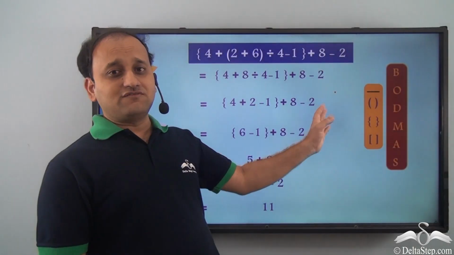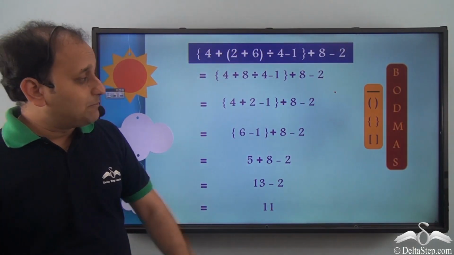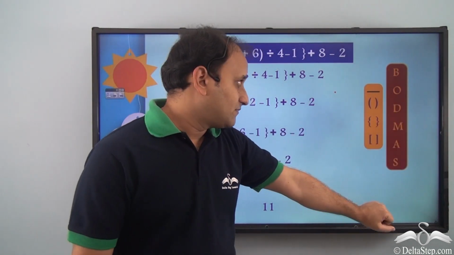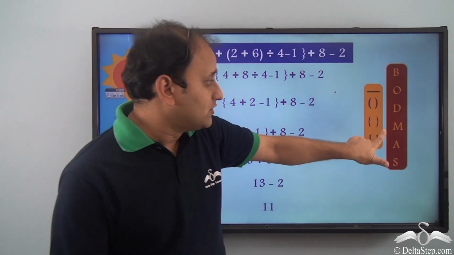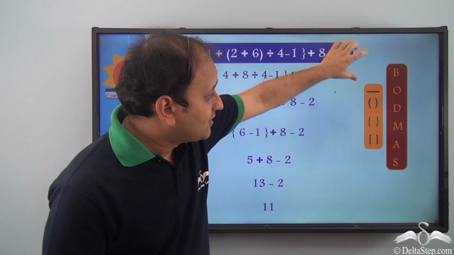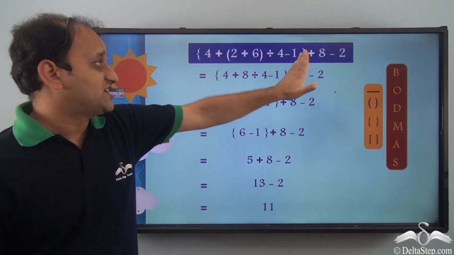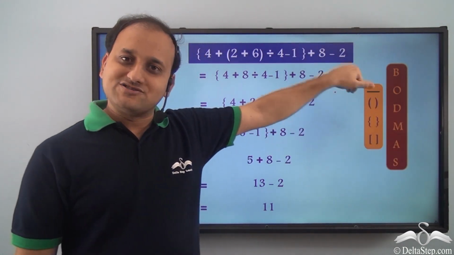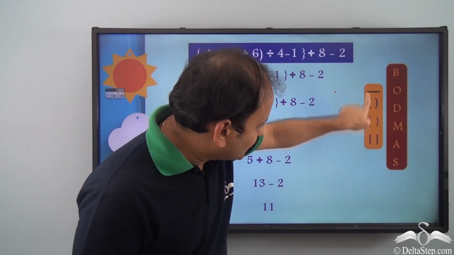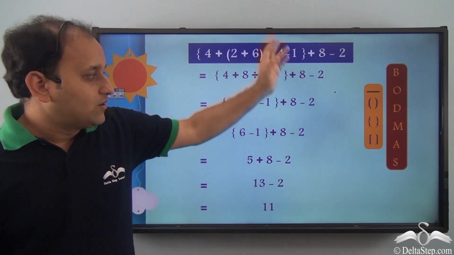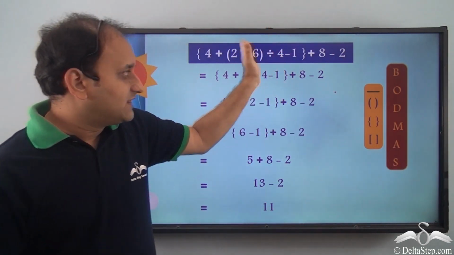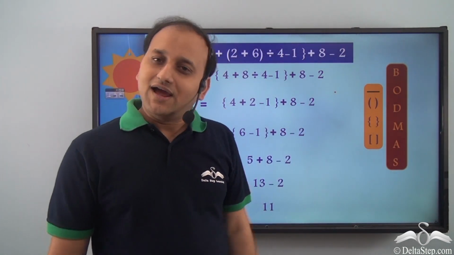So how did we solve this particular expression? With the help of the BODMAS rule. And in the BODMAS rule, we also saw that we have a special order for brackets too. So whenever you get such an expression, you will have to first of all solve for brackets according to this particular order. And once you have solved for brackets, then you can solve for other operations.